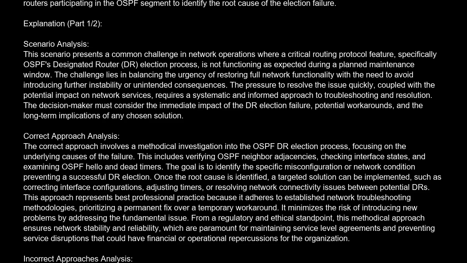The correct answer is D. Systematically investigate the OSPF neighbor states, interface configurations, and hello/dead timer settings on all routers participating in the OSPF segment to identify the root cause of the election failure.